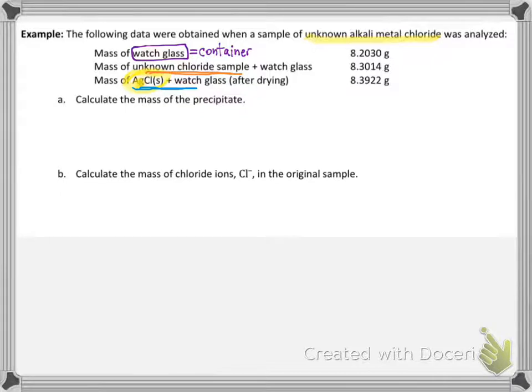So this honestly is very similar to some of those hydrate calculations we did, because we're doing chemistry, getting rid of the water, making another mass measurement. But you do have to be careful and subtract away the mass of the watch glass. So in this case, for the very first one, you want to calculate the mass of the precipitate. Well, that's just the mass of the precipitate and the watch glass minus the watch glass.